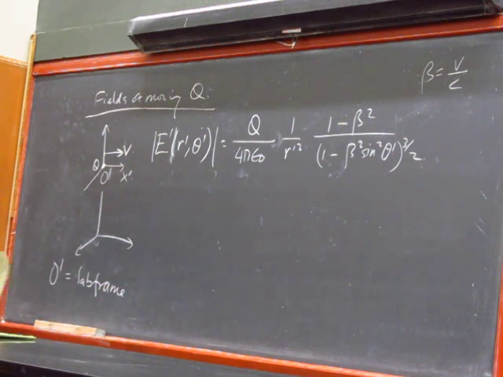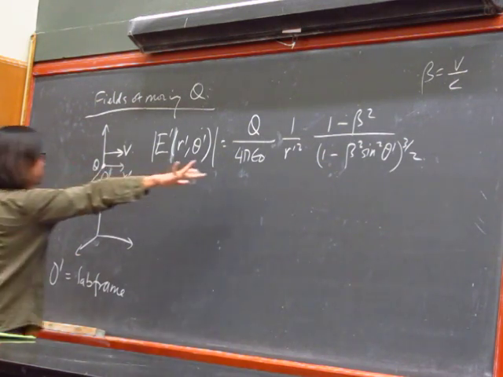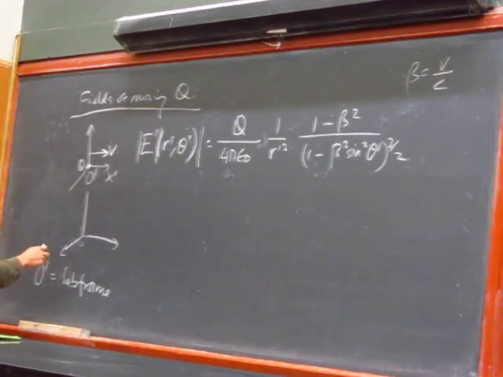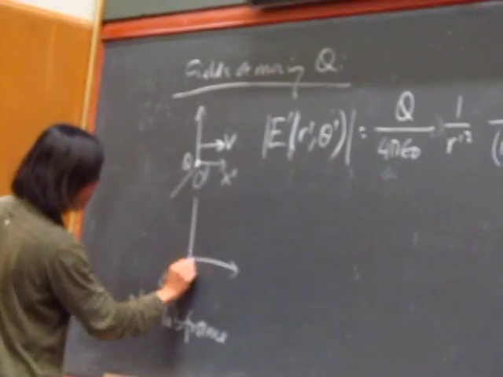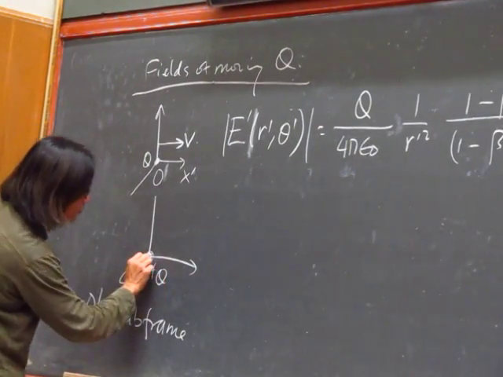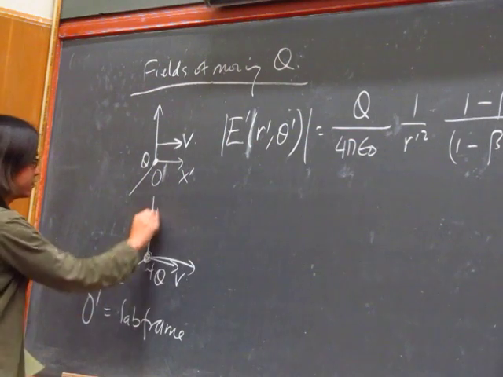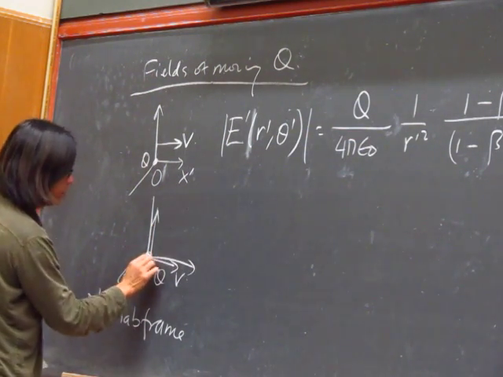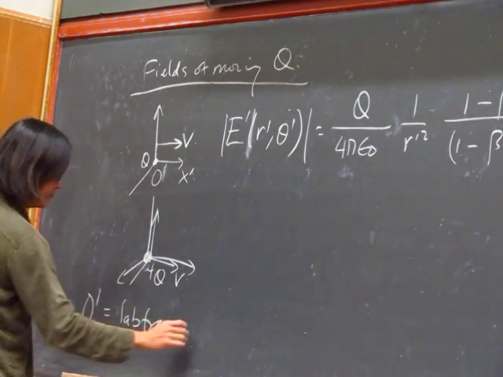Okay. Things are always simple in the stationary frame of a charged particle, and it's not so simple, right? O prime is the lab frame, and we just happen to have plus q moving in that direction, right? So at that point in time, O and O prime coincide.